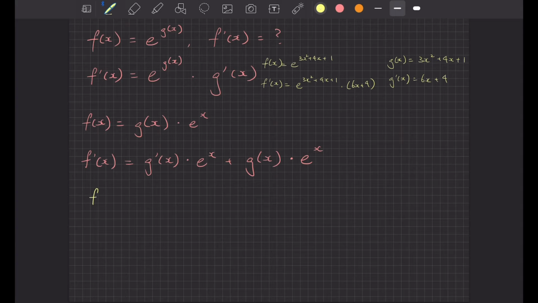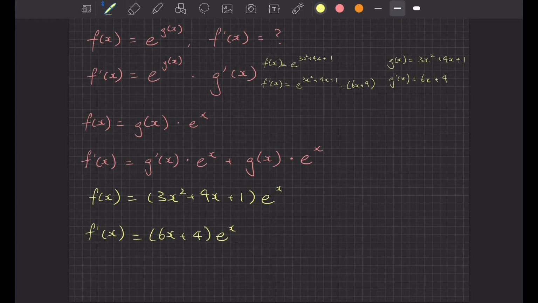Let's do an example. When f(x) is equal to (3x squared plus 4x plus 1) times e to the power x, f'(x) is equal to g'(x), which means it is 6x plus 4, times e to the power x, plus g(x), which means it is 3x squared plus 4x plus 1, times e to the power x. You see, they are totally different. Let me highlight them.